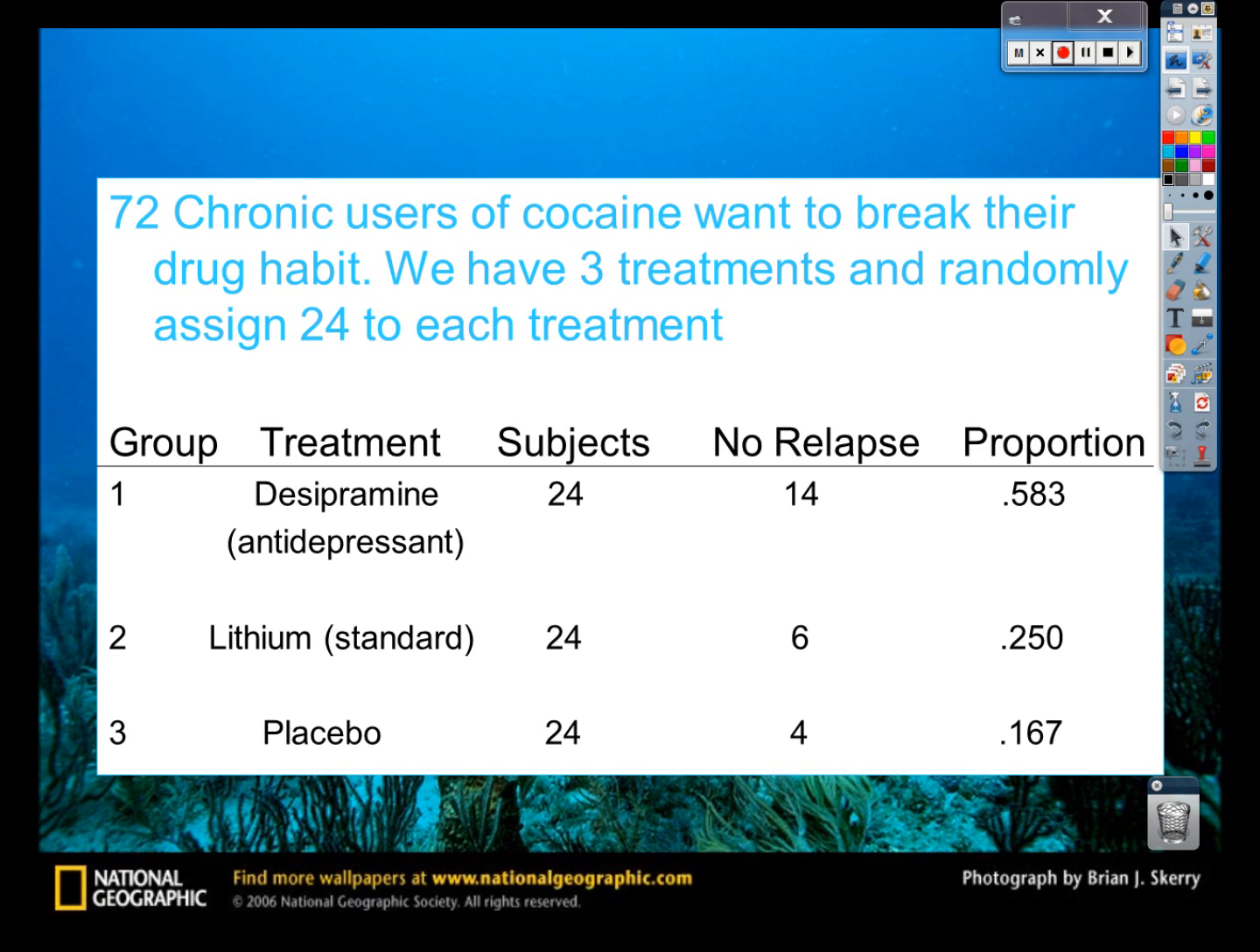So out of the dopamine group, 14 did not relapse out of 24, gives me a proportion of success of 58.3%. Doing this for all three groups, you can clearly see a difference in these proportions: 58%, 25%, and 16%. I'm curious to know if there's a difference in these three proportions. In order to do that, I'm going to have to run a Chi-Square test.